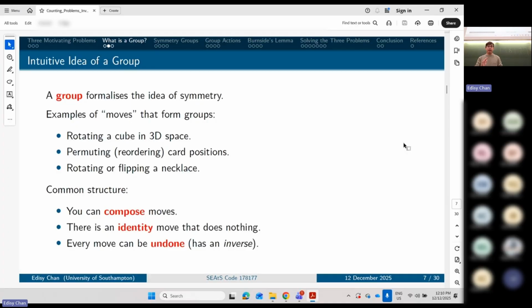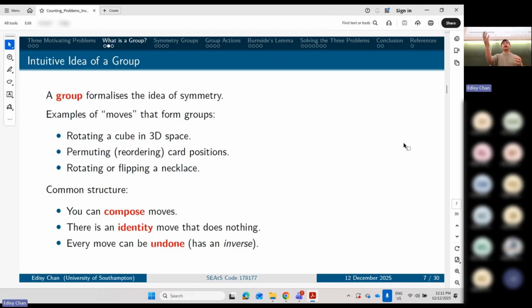But apart from the precise definition, I would like you to have an impression of what a group is. A group, you can see it as a formalization of the idea of symmetry. There are some very typical examples of what a group is. When you rotate a cube in three-dimensional space, you get many rotations, and those rotations actually give you a group.